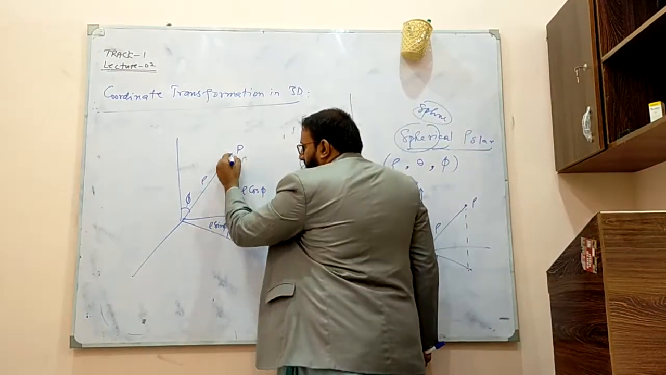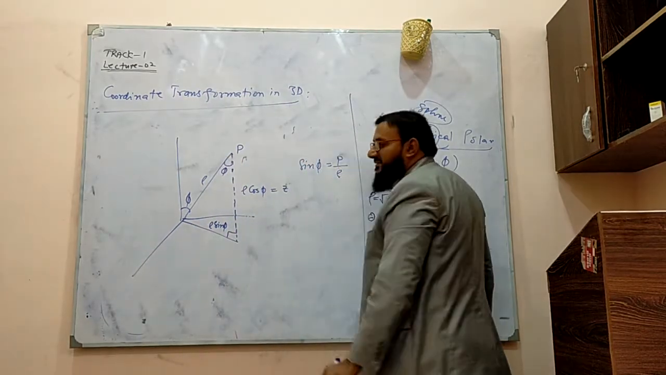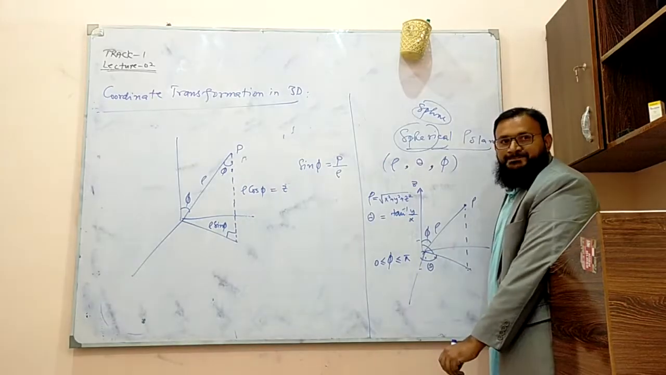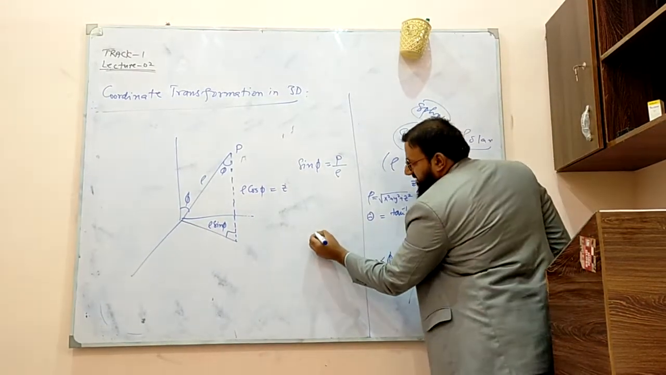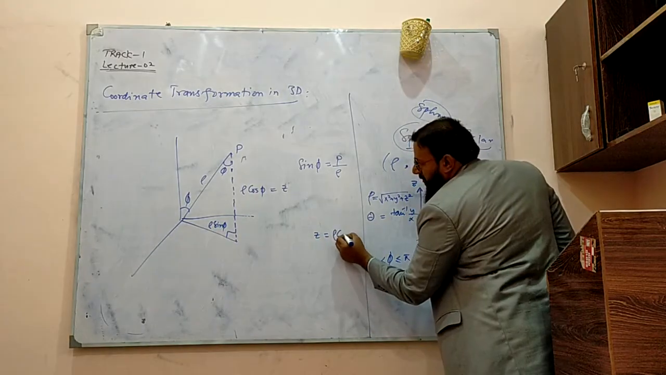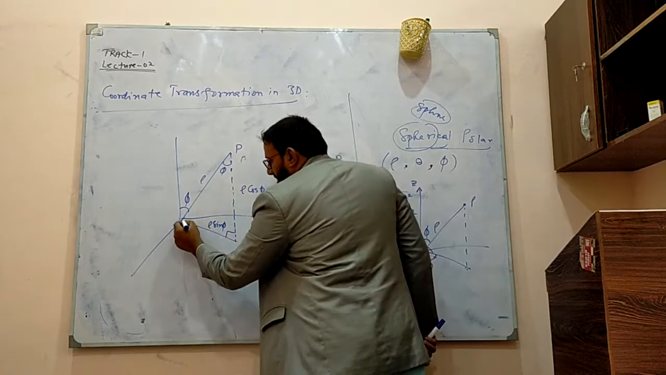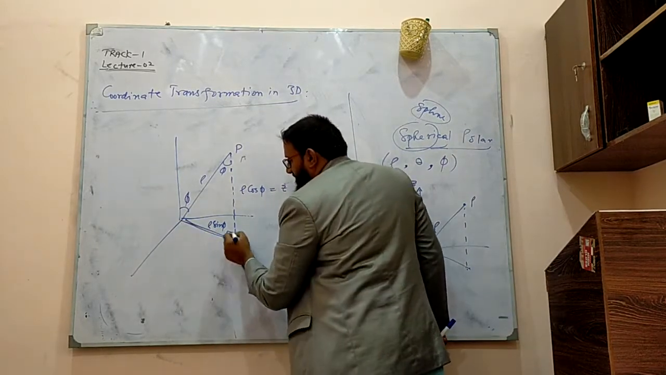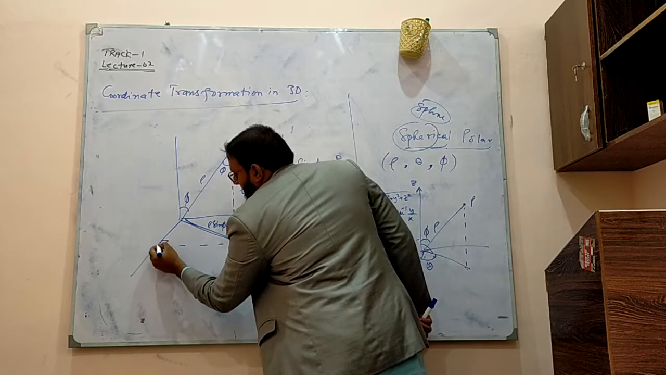Now this height, as we discussed already, is z. So what is z? Rho cos phi. So let me write it here. z is equal to rho cos phi. And this is this side. And now I am going to make this another right triangle.